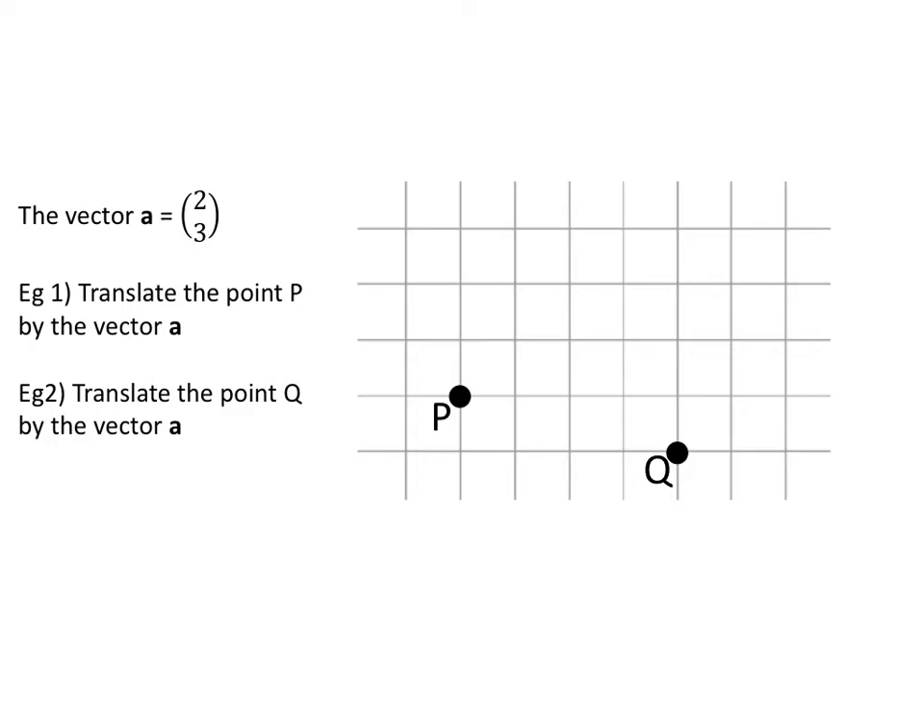So if we have the vector A here is (2, 3), you may want to write what that means. It means 2 to the right and 3 up, and you're translating this point P by that vector. You would go 2 to the right and 3 up, 1, 2, 3, and you would end up there. If you were to do the same thing for Q, go 2 to the right and then 3 up, 1, 2, 3, and you end up in the same place.